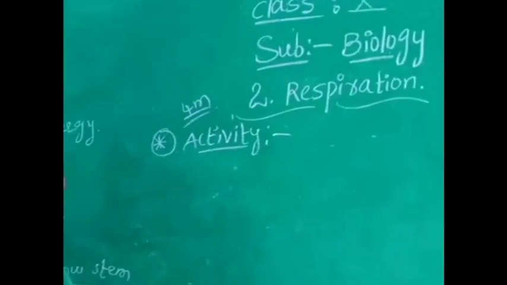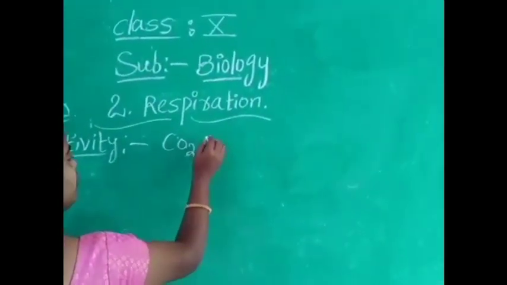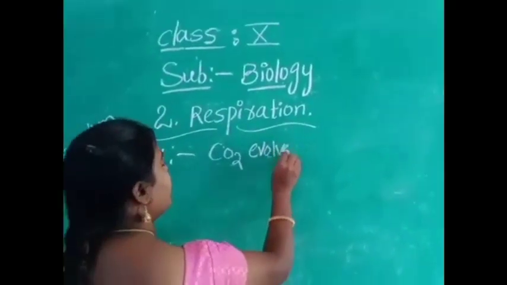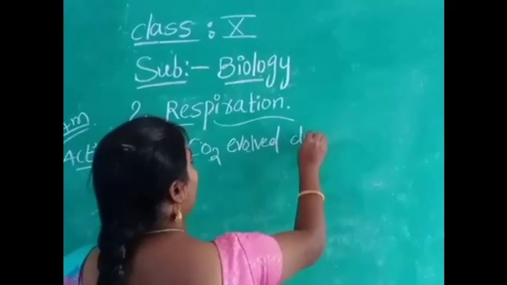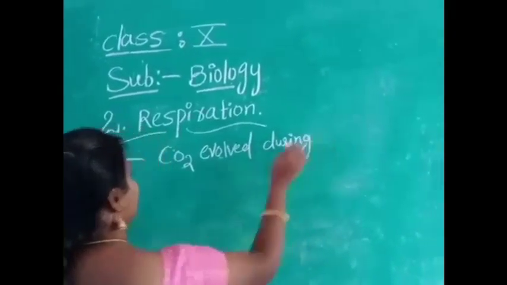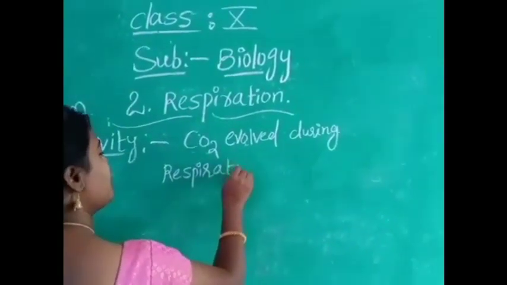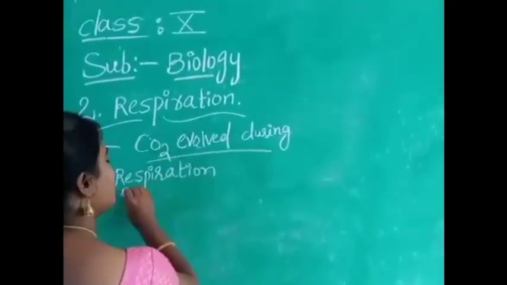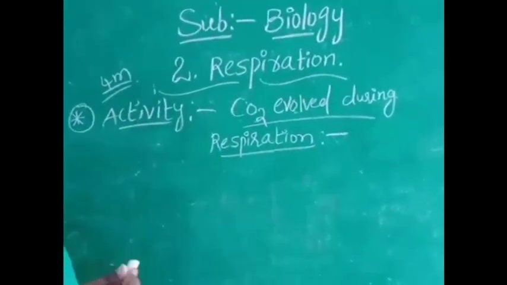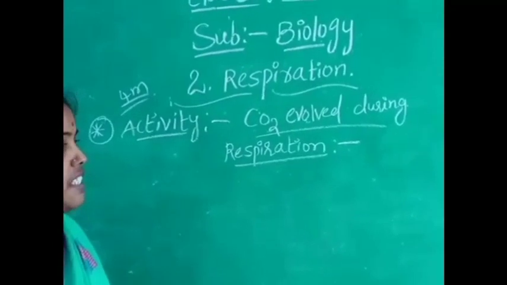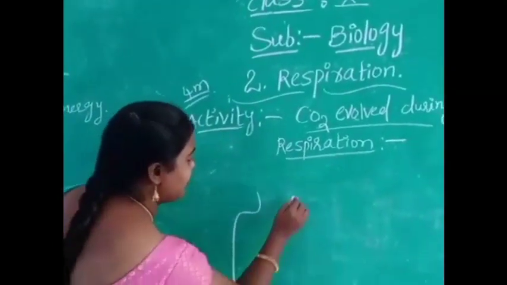What is the activity? Carbon dioxide gas which is evolved, means released, during the respiration process. How can we say carbon dioxide gas is evolved during the respiration process? Very simple. Do this activity.